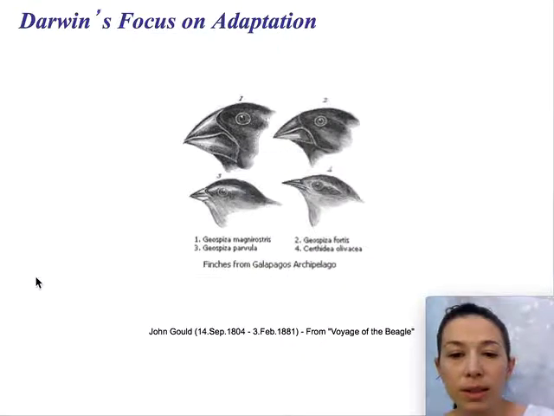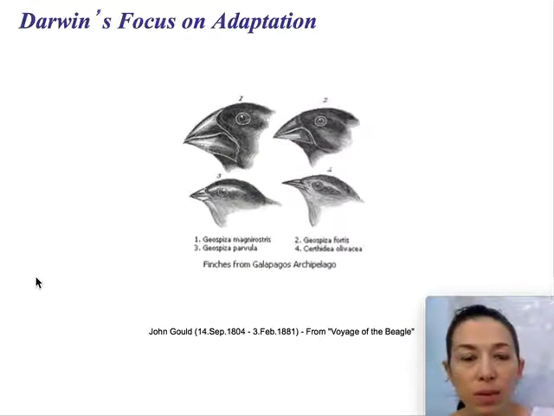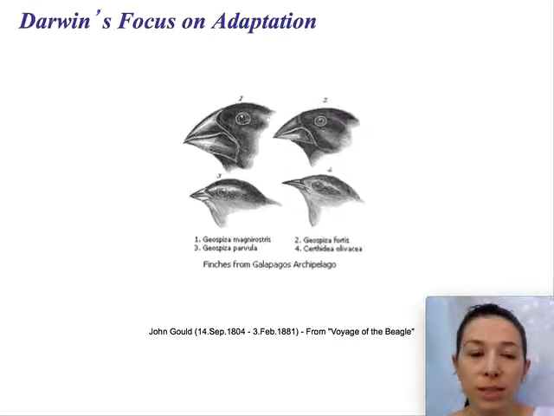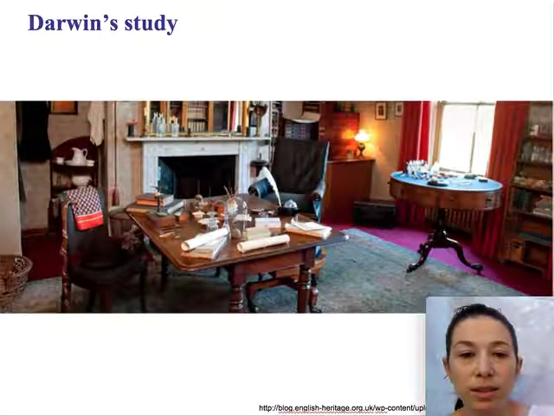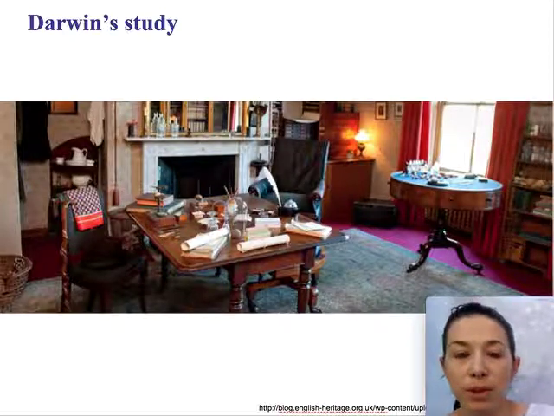So let's get back to Darwin's finches. He was interested in the adaptations that these finches had to the seeds and the worms and the other things that they were eating. Here are some of the drawings from Darwin's publication. Here he's looking at different finches, and he's postulating how they became adapted to their environment. Here's his study. You can go visit this in England if you're interested.